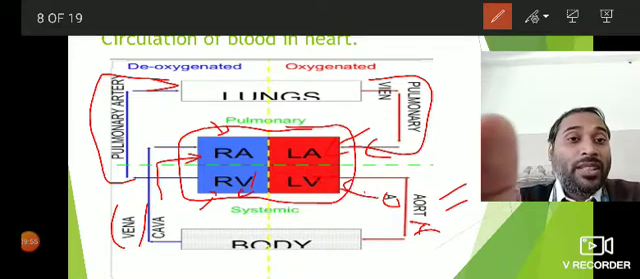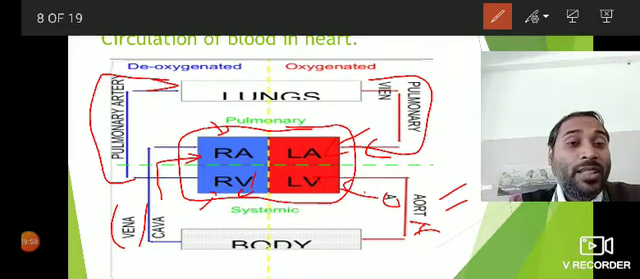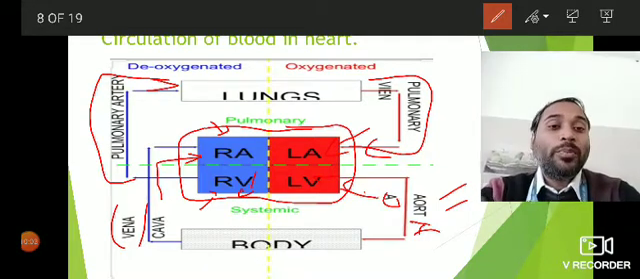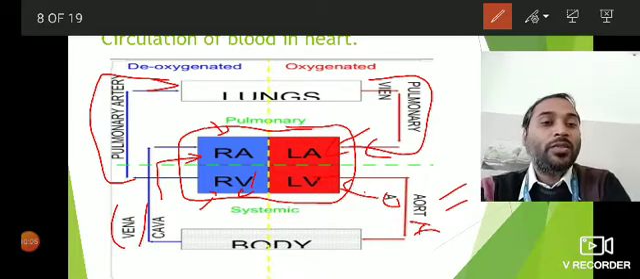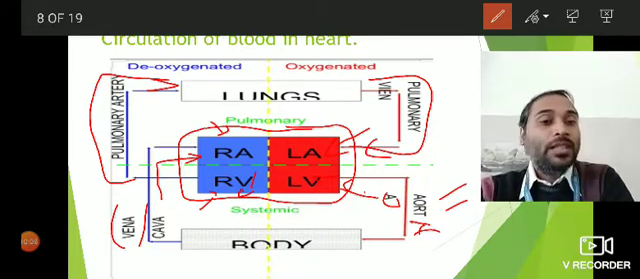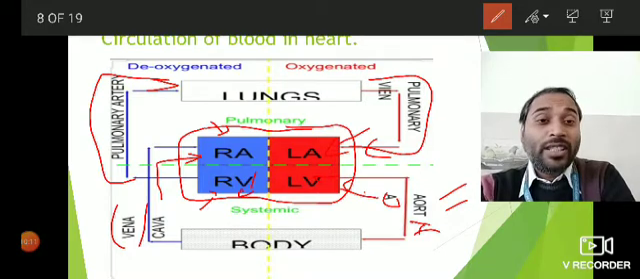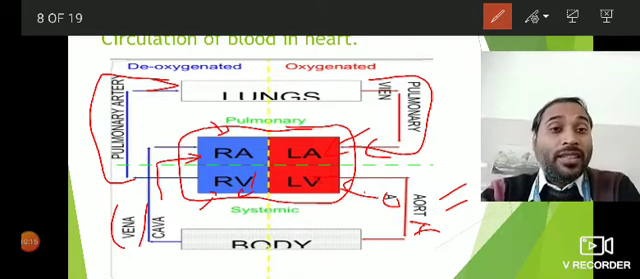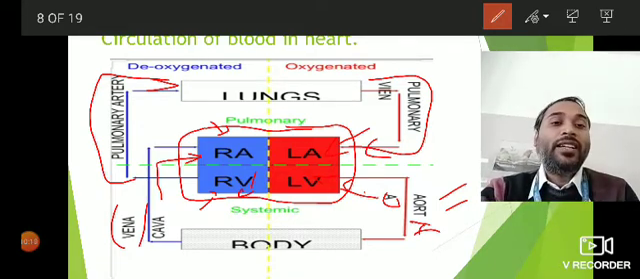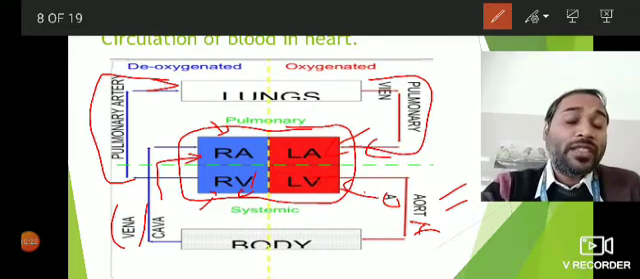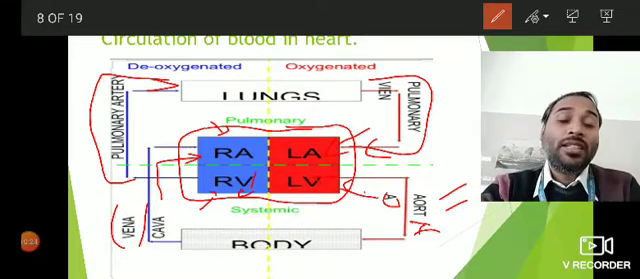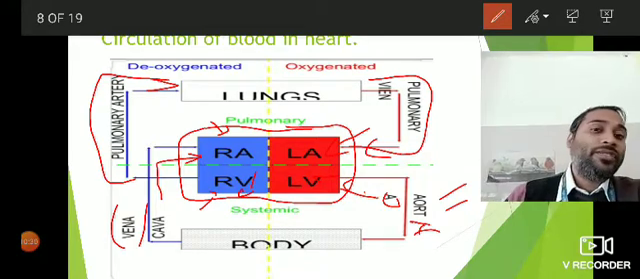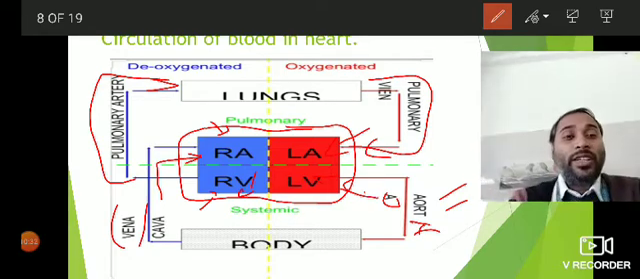Please try to remember which part contains the oxygenated blood and which part contains the deoxygenated blood. Once again, I am repeating, there are four chambers. First of all, we divide the heart into two halves, right half and left half. The right half contains all the deoxygenated blood, and the left half contains all the oxygenated blood. Further, we can divide left and right into upper and lower. The upper half is known as the atrium and the lower half is known as the ventricles. So this is how we can classify the different chambers of the human heart. I hope you have understood.